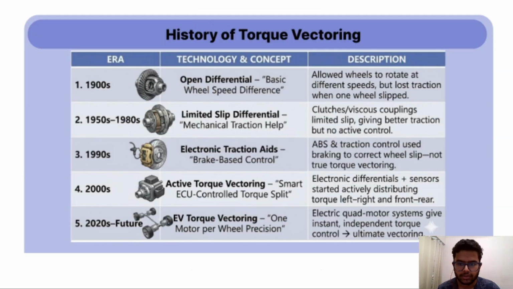Now let's look at the history of torque vectoring. It all started with just the open differential, which allowed wheels to rotate at different speeds but had no control. Then we got limited slip differentials, which improved traction but still couldn't actively control. The original torque vectoring concept using electronics started in the 2000s, with active torque vectoring and smart ECUs distributing torque side to side. Then from the 2020s, EV torque vectoring started, where each wheel has its own motor offering instant and independent torque, which is the ultimate form.